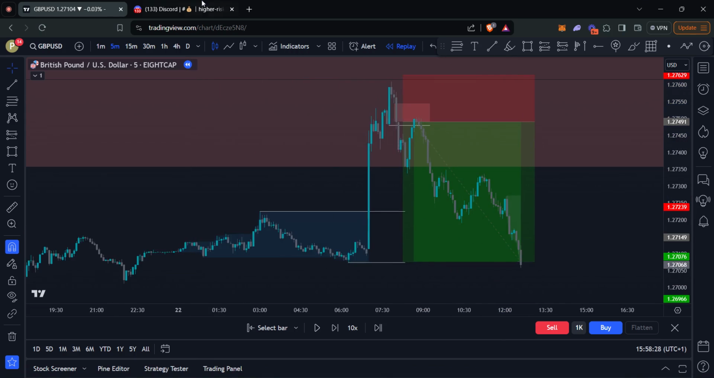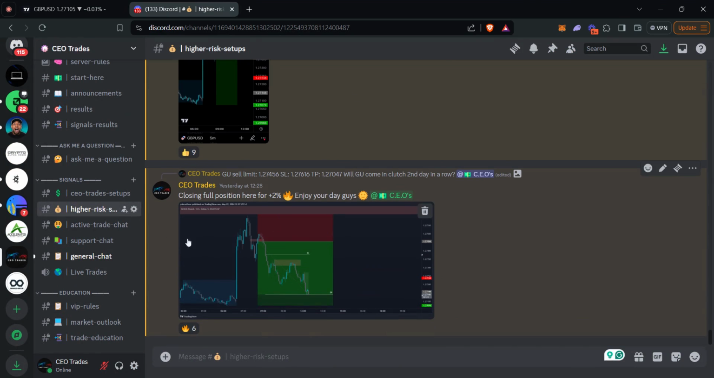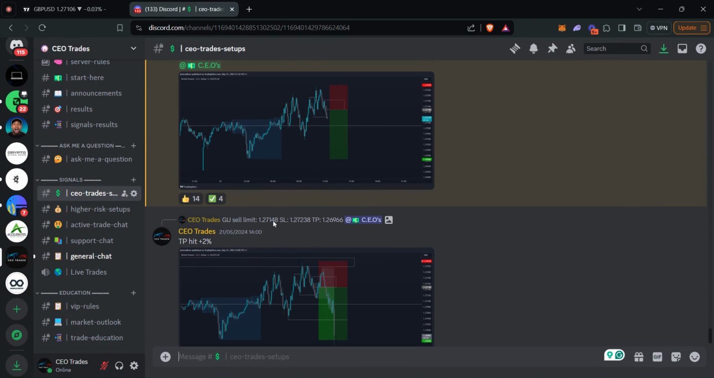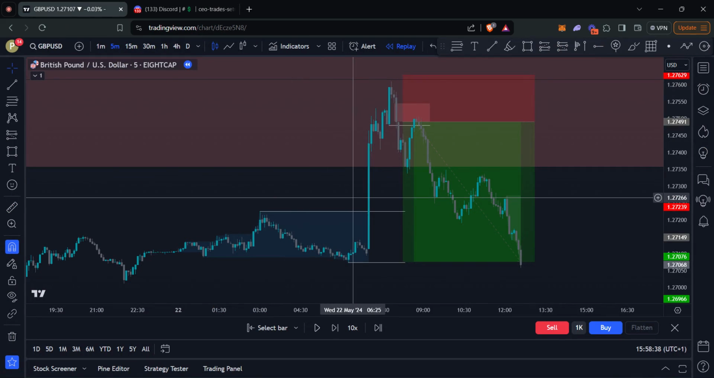Now, both of these trades were again sent into the Discord, and everyone was able to profit 4% from these two trades collectively. We had no trades today because there just simply wasn't a setup in the market.